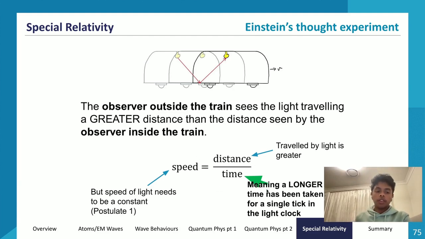So for someone outside the train, to keep the speed of light a constant, a longer time has been taken for a single tick in the light clock. So the time taken for someone outside the train is greater than the time taken for someone inside the train. That's what that sort of means.